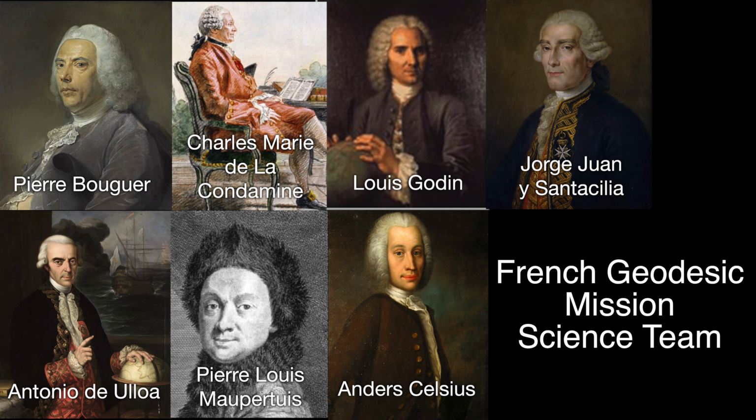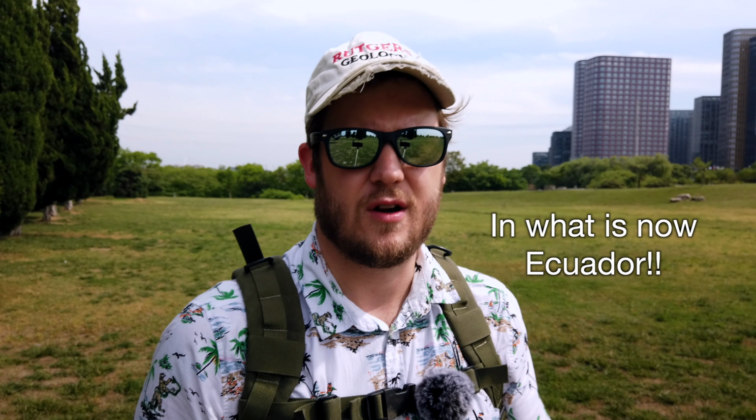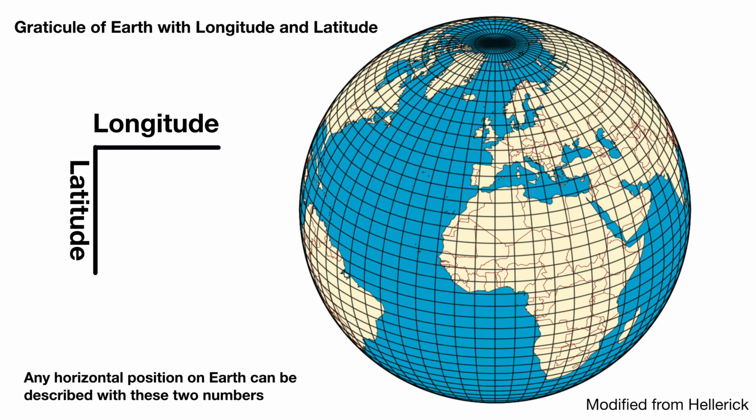So they got two teams. One team goes north to the Arctic Circle, and the other team goes south to Peru at the equator. And they're going to measure as accurately as they can 1 degree of latitude. You see, the Earth is a sphere and it has 360 degrees, right? But it has 360 degrees in all directions. And we measure the north-south directions as latitude, and we call the east-west directions longitude.